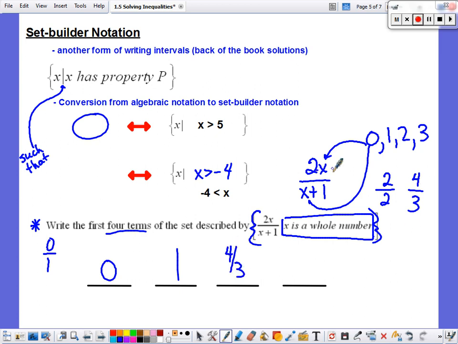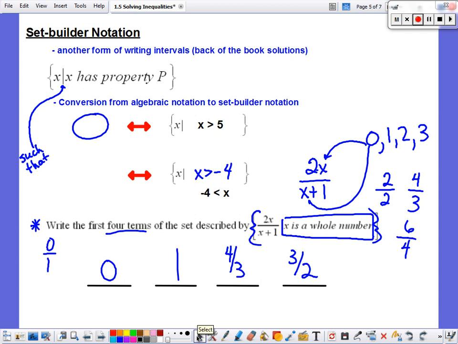And if I plug in 3, you can sort of see the pattern here. We get 6 over 4. You might want to reduce that to 3/2, and there's your 4 terms. So definitely something that, if we didn't take a look at it, you may have struggled with. But hopefully now you can handle those types of problems, whatever condition they may give you.